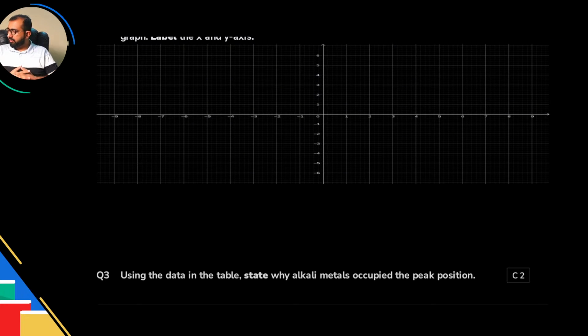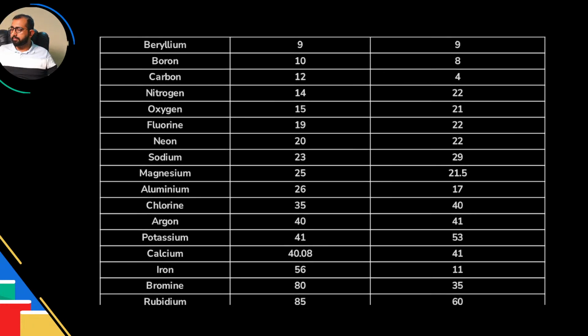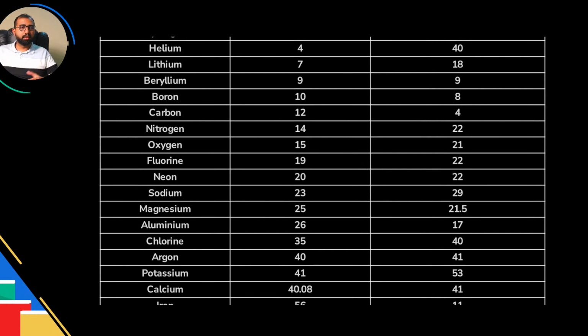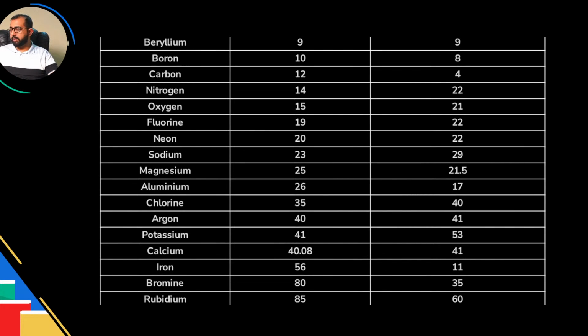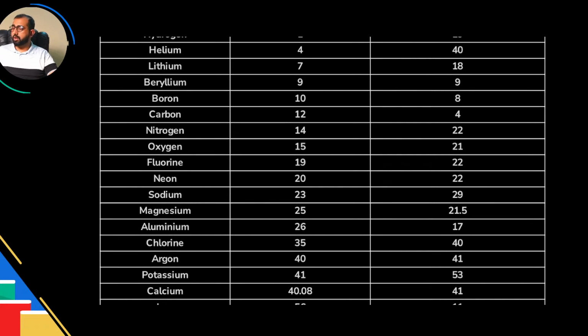Use the compiled data of atomic mass and atomic volume, and present the data in a graph. Label the x and y axis. Okay, so we will have to enter all of this data in the graph, and we will be able to easily figure this out. Alright, so we can easily put this. All you have to do is put the atomic mass on the x-axis and volume on the y-axis, and you will be able to see the values.